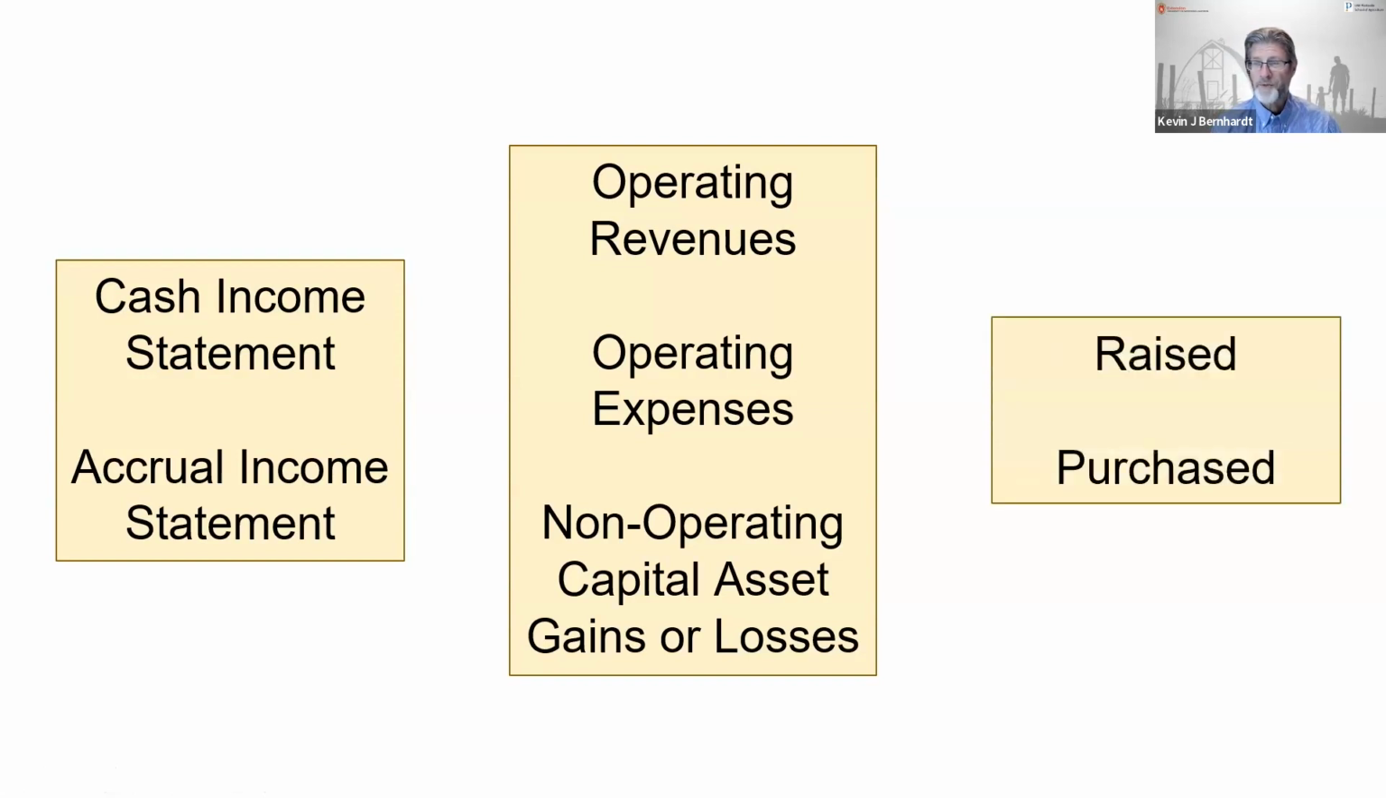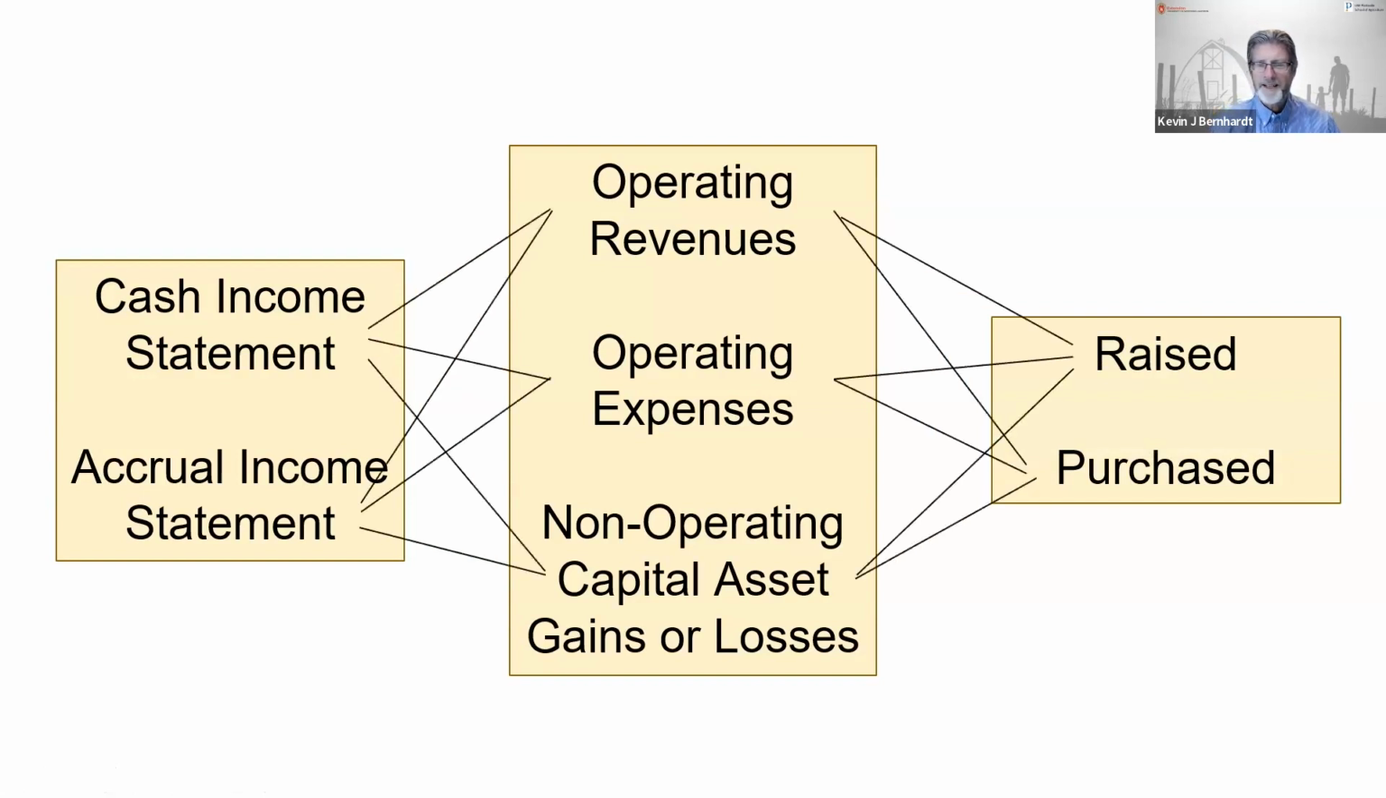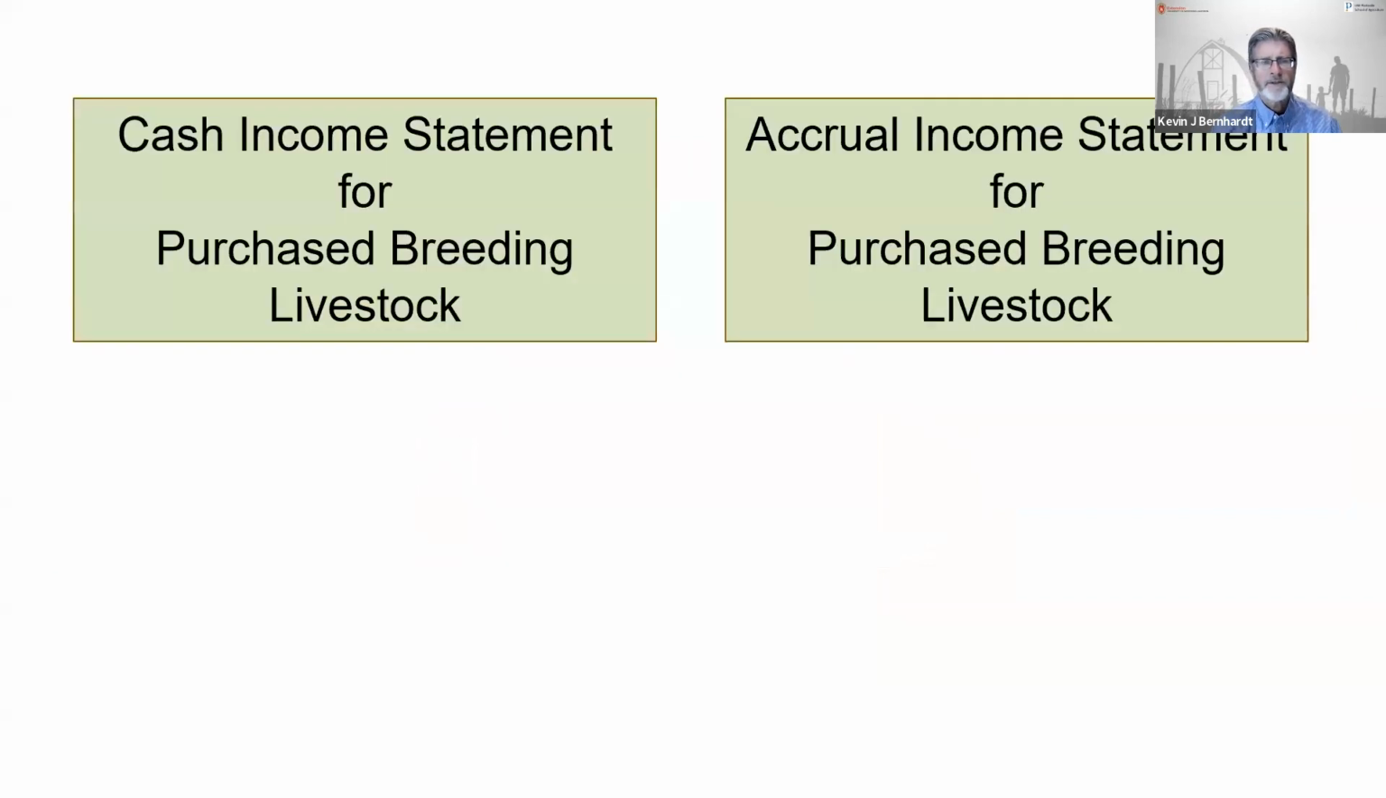And finally, of course, we have 2 different kinds of breeding livestock. We have breeding livestock that we purchase, but we also have breeding livestock that we raise from a brand newborn. So those have peculiarities about them. So each one of these things, there's lots of crisscrossing lines and lots of confusion sometimes on how to handle the income statement entries for breeding livestock. So again, let's get our arms around that.